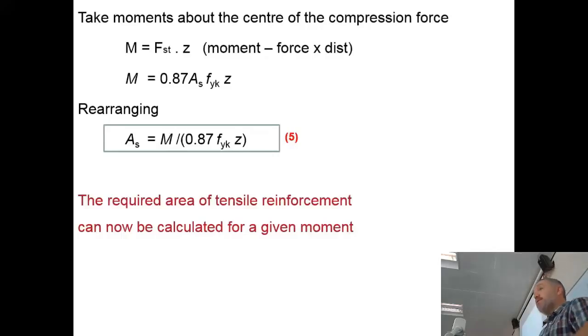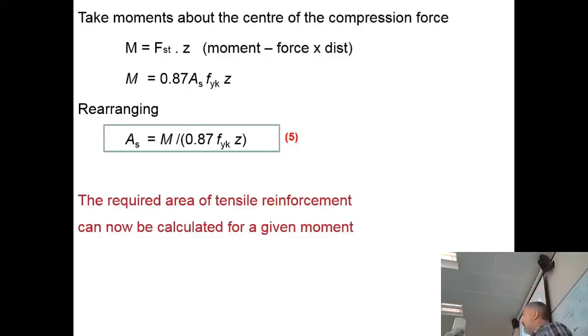So taking moments around the concrete, we've got force in the steel times by that lever arm Z. So we've got our force again is the stress times by the area of steel times by Z. Rearranging it, we have a fifth equation. This equation is very useful if you know a moment being applied onto the beam, you know the concrete, and you know the distance of your steel in your concrete. That will give you the area of steel that you need within your beam.